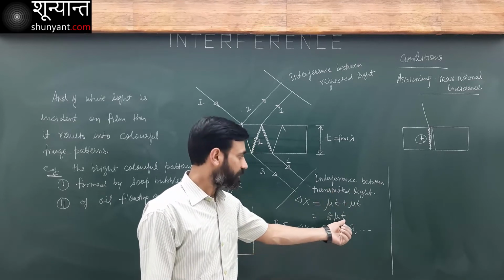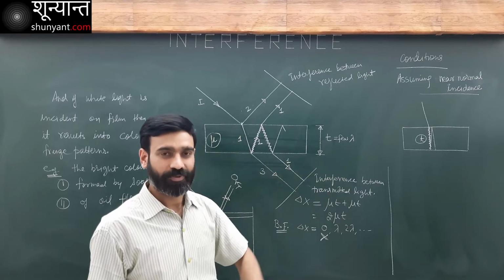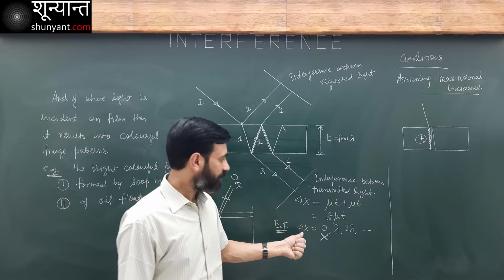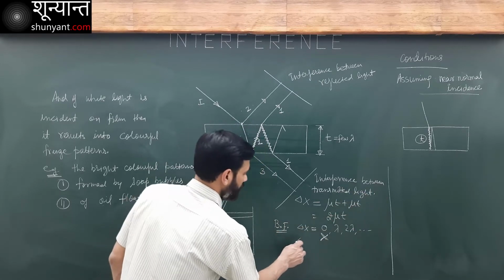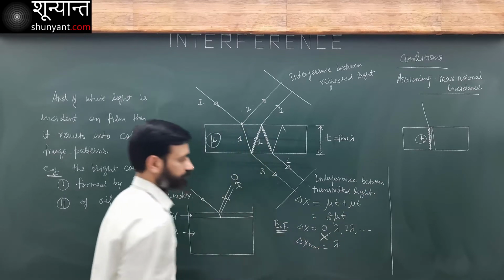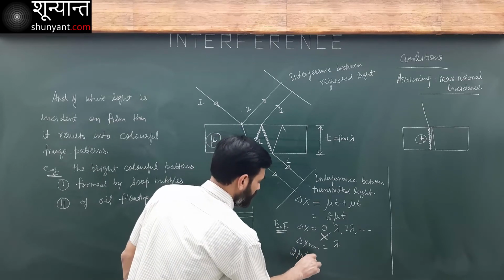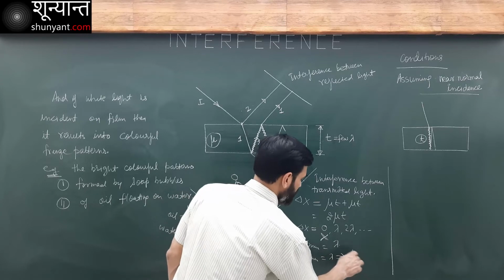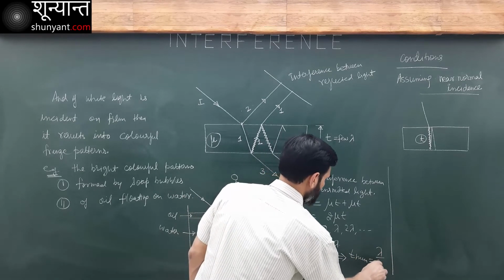It becomes possible only if either t is 0 or mu is 0, and mu cannot be 0. So either t is 0, which means there is no thin film. If there is no thin film, then there is no question of interference. That means path difference cannot be 0. Then it can be either lambda, 2 lambda, 3 lambda. So what will be the minimum? Delta x minimum is equal to lambda. That means 2 mu t minimum is equal to lambda. That means t minimum is equal to lambda over 2 mu.